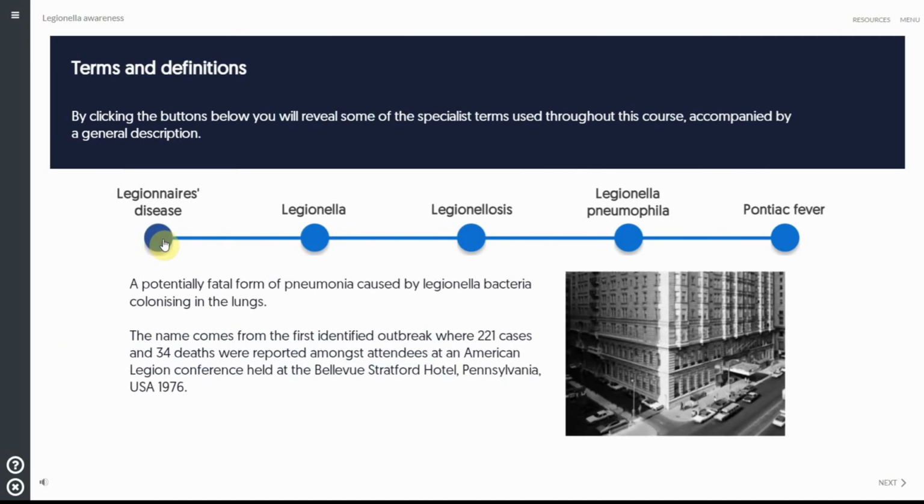Legionnaires disease is a potentially fatal form of pneumonia caused by Legionella bacteria colonizing in the lungs. The name comes from the first identified outbreak, where 221 cases and 34 deaths were reported amongst attendees at an American Legion conference held at the Bellevue Stratford Hotel, Pennsylvania, 1976.